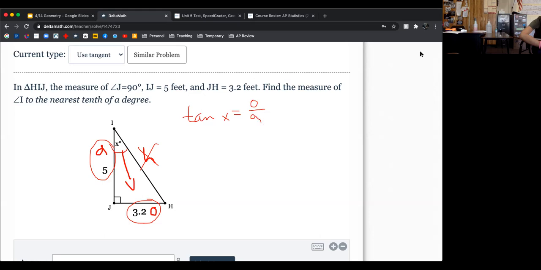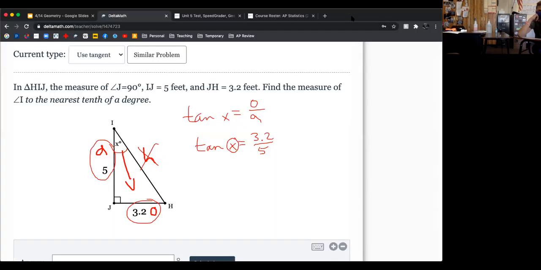And now we can do 3.2 over 5. And just like we did before, what do you think we need to do based on the last problem? What do you think we need to do to both sides of this equation? Well, let me phrase it this way, just for your thinking. I want to get x by itself. So how do I get x by itself? So there it was written in the chat.